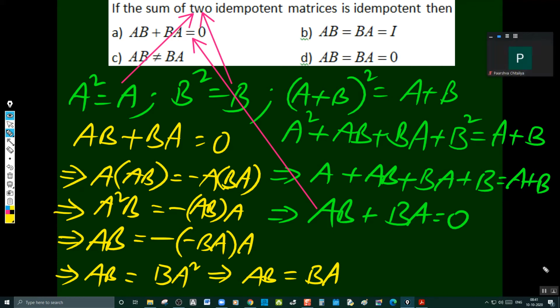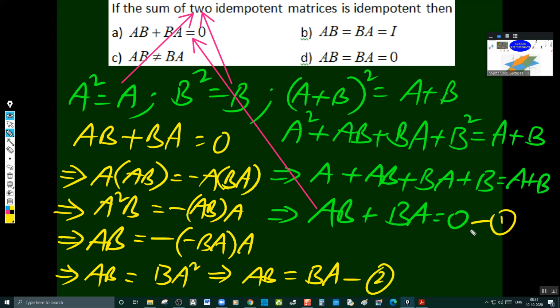Yes. It should be 0 because if you make use of these two results, this is 1, this is 2, then your AB and BA both are zeros. So your options are A and D. Your options are A and D.